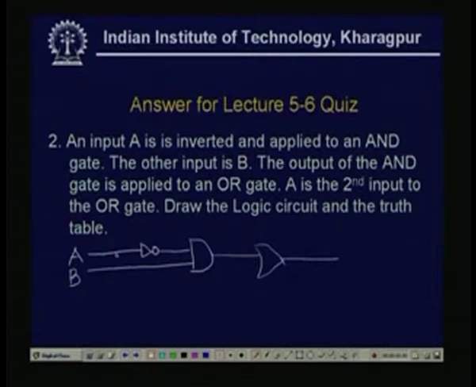A is the second input to the OR gate. So, this is Z, the output. Now, see, what is this Z? Z is nothing but, first this is A bar B. So, this OR gate, one input is A. So, A plus A bar B. So, this is my logic circuit.